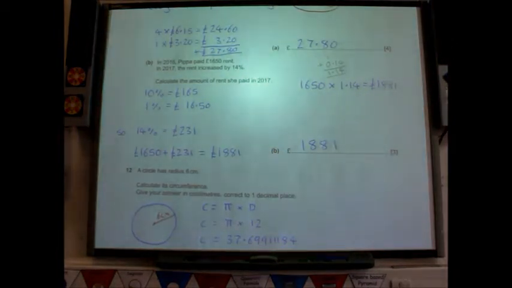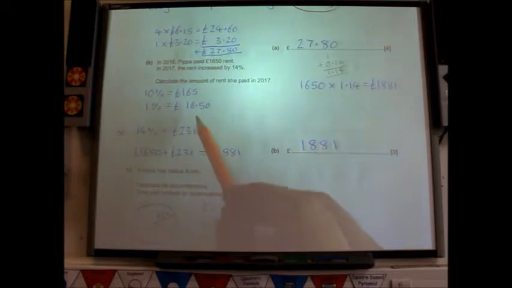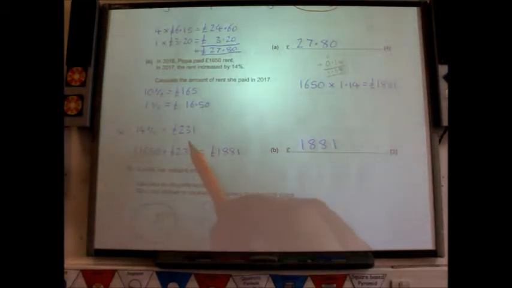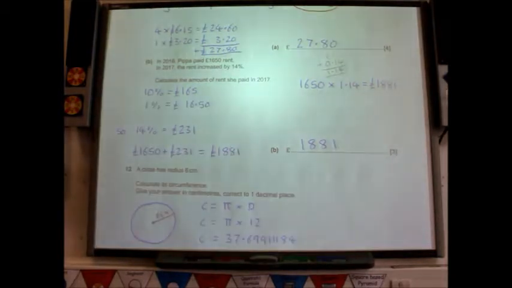10% is £165, so 1% is £16.50. Use your calculator. 14% rather, is £231, and then you add it on. So 1,881. Again, show your workings.